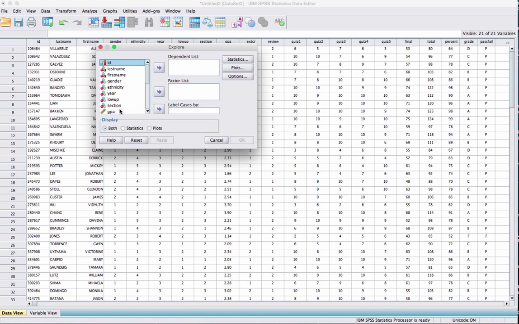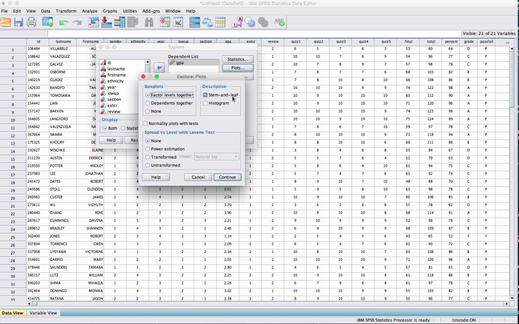And my dependent variable in this case, the measurement variable, is GPA. And the factor list, or the factor, is gender. Now, the reason it's called a factor is because it's a variable that has two levels. And in this case, the levels are male and female. Now, you don't have to worry about clicking on statistics because it's going to give us all the descriptives that we're interested in for our analysis.